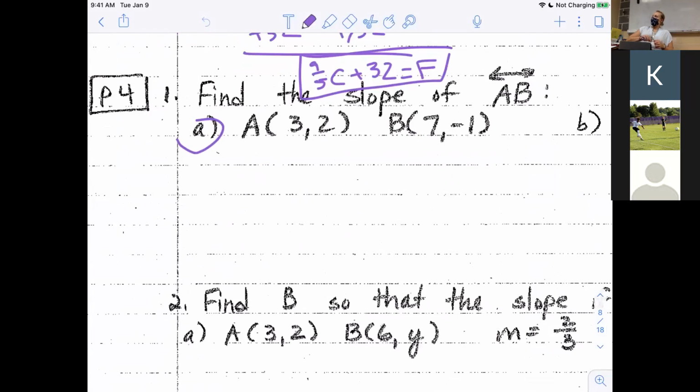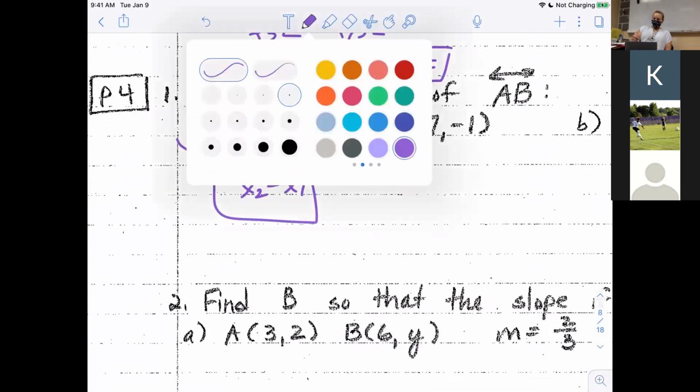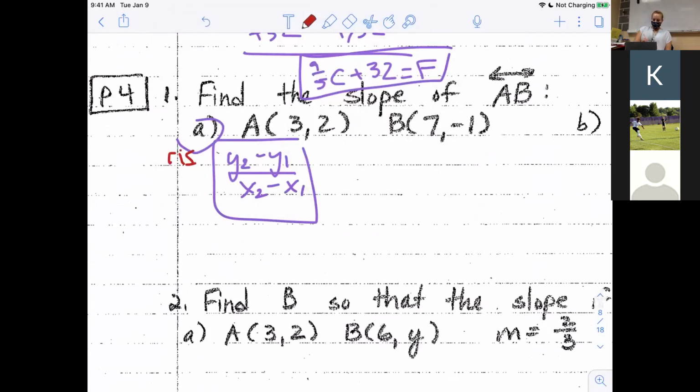We did number A, right? Can someone remember or remind me how to do A? What's going on there on letter A? Yep, Laura? Y2 minus Y1 over. Good. You guys already did letter A, so we should have solved that. But remember the formula for slope is Y2 minus Y1 over X2 minus X1. Did I tell you guys it was rise over run? Yeah. Perfect.